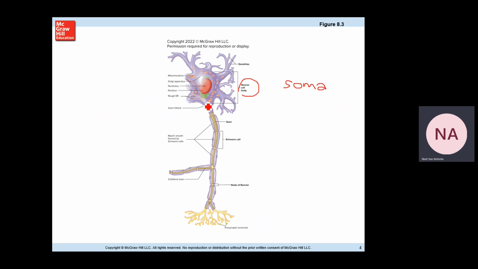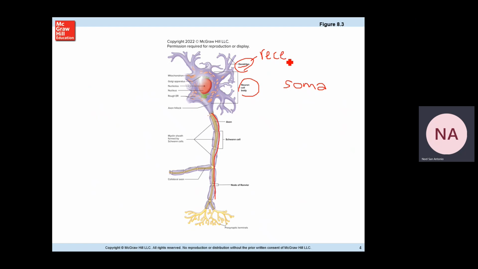What are those projections? First, you have your dendrites. Second, you have your axon. Itong mahaba na to, that's your axon. Those are the two types of projections arising from a nerve cell. Now, what is the function of your dendrites? Dendrites are the receiving part of the neuron.